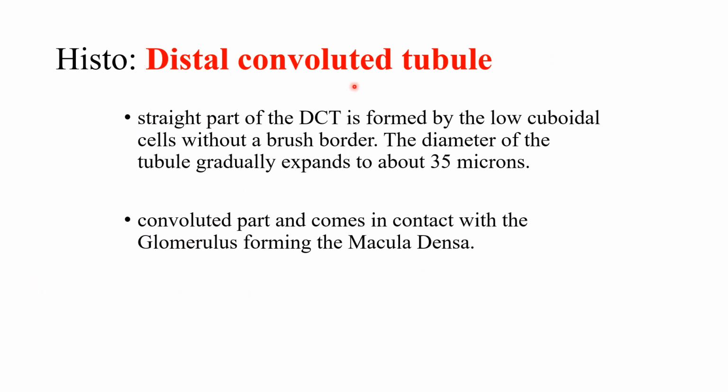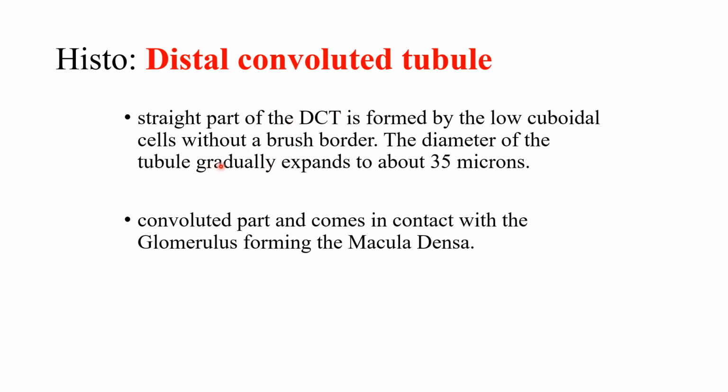Next is the distal convoluted tubule. The straight part of the distal convoluted tubule is formed by low cuboidal cells without brush border. So in the slides of the proximal and distal convoluted tubule, you can easily differentiate between the two. The proximal convoluted tubules have a very well developed brush border because of the large number of microvilli, and in case of the distal convoluted tubule there is no brush border.